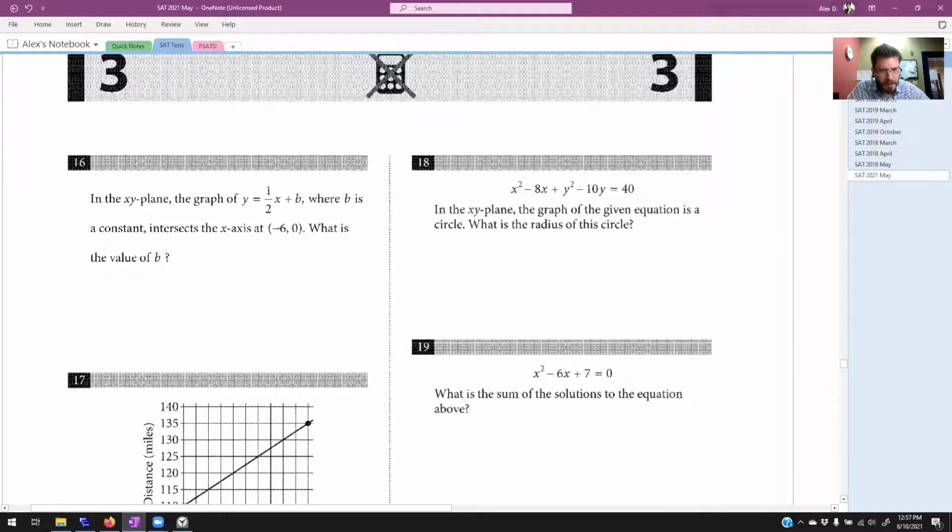What is the value of B? That's the y-intercept. This is the x-intercept. So if we just plug that in, we can solve for B. So 1/2 negative 6 plus B equals 0. That's a negative 3 plus B, so B must be 3.